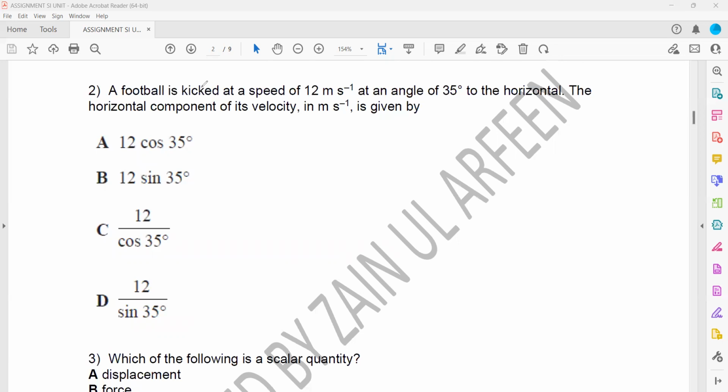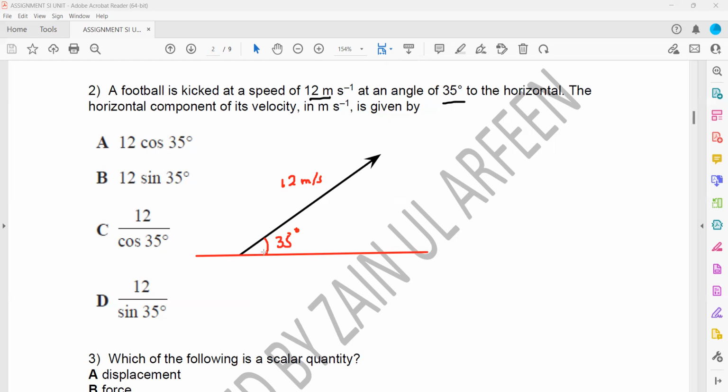In question 2, a football is kicked at a speed of 12 meters per second at an angle of 35 degrees to the horizontal. We need the horizontal component of the velocity. So there's a football which is kicked at a speed of 12 meters per second, and it makes an angle of 35 degrees with the horizontal. We want the horizontal component.